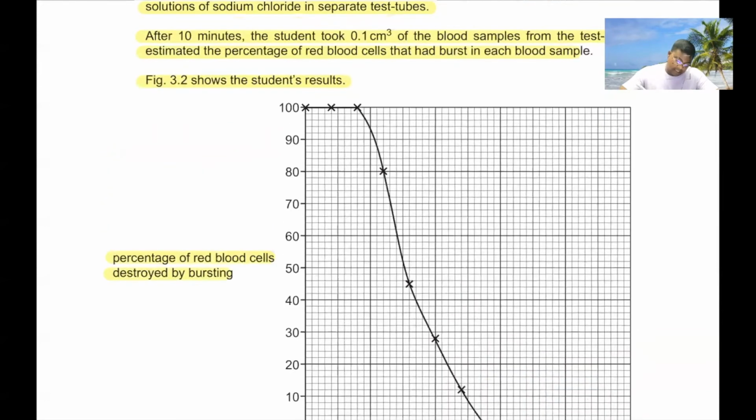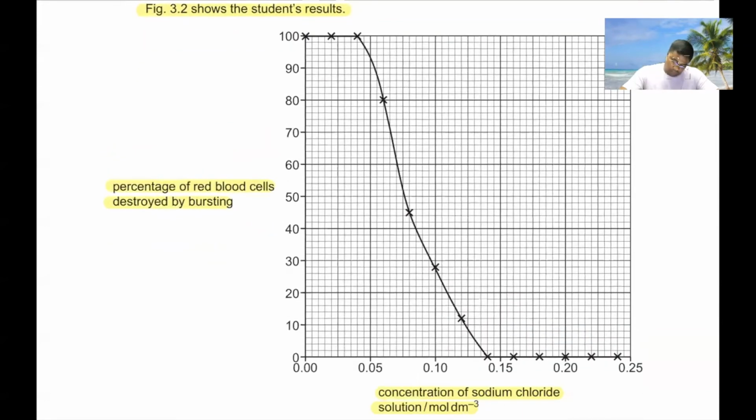As we can see, from 0.0 to 0.04 percent concentration, all the red blood cells were burst.